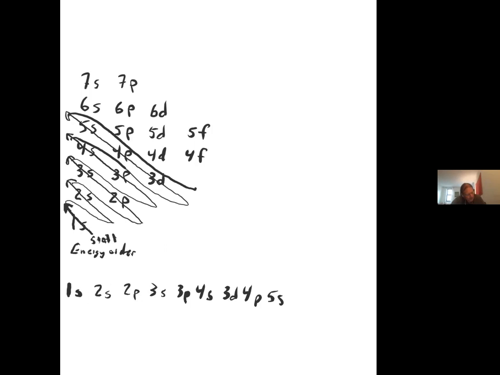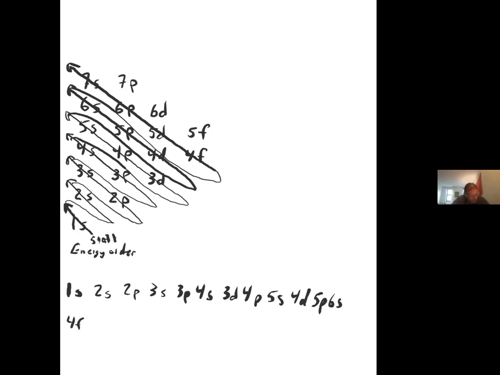And then you come back here, 4D, 5P, 6S. And then the same thing here, 4F, 5D, 6P. So look, I'm running out of room here. See how long these things are? So then it's 6S, and then it's 4F, and then 5D, and then 6P, and then 7S.